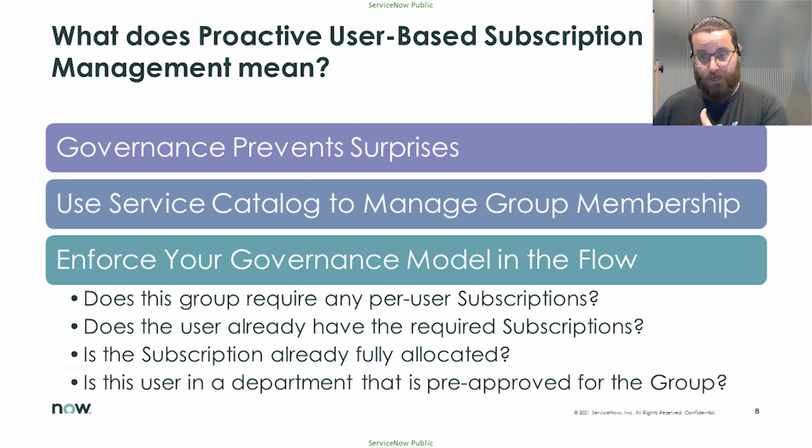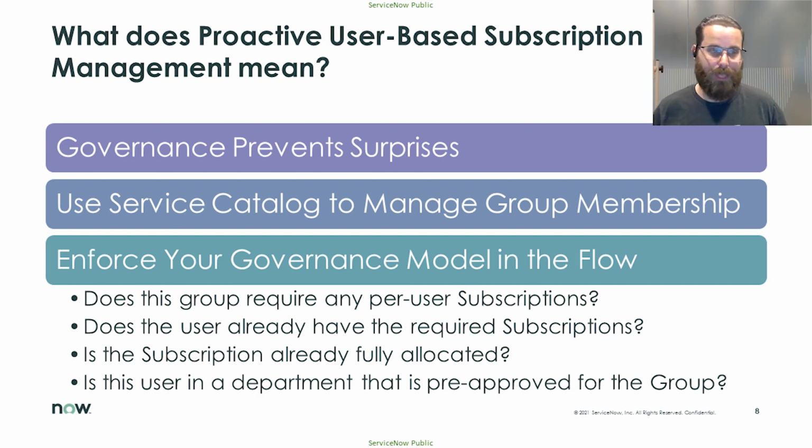The next part to make this work is using the service catalog and using a workflow. We need to engage a workflow to enforce our governance. And governance is not just yes or no, but there are decisions that need to be made, things that need to be looked up, considerations that come in. We want to use a service catalog to make that happen.